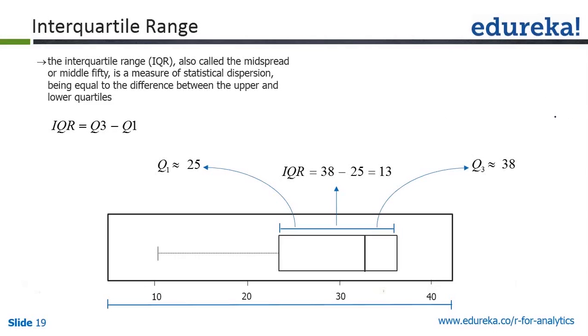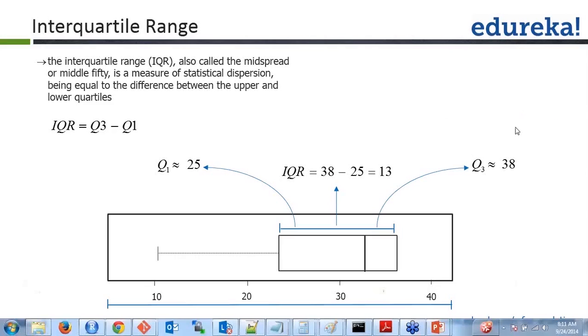Here we will use some concepts that we have already learned. So let us try to understand what is meant by interquartile range. Interquartile range is basically a very useful concept in statistics and probability.